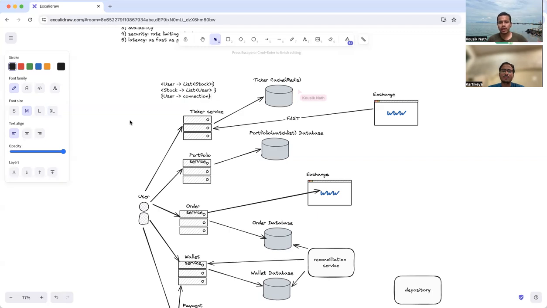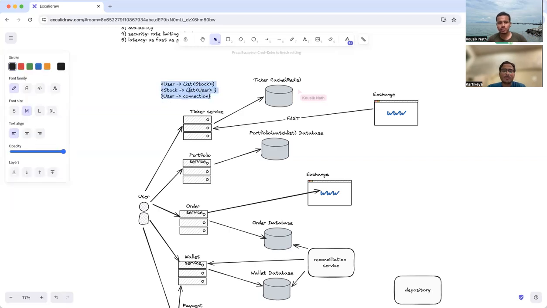Redis offers something equivalent to a hash map, so you can put this data there too: this particular user has subscribed to this list of stocks, and this stock is being subscribed to by this list of users. That will make sure you have all the transient data in the same cache, which is anyway used by the ticker service application, so you don't need to manage another cache in the ticker service. So that's one approach I think would be better.